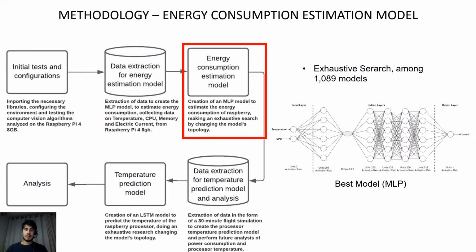The next step was to design a multi-layer perceptron network to perform energy consumption estimates. For this, an exhaustive search was carried out among 1,089 different models, changing the number of layers, neurons, and dropout. As can be seen, the best model found has 5 layers, with dropout on the first layer, having as input temperature and CPU data, and as an output the estimated electric current.